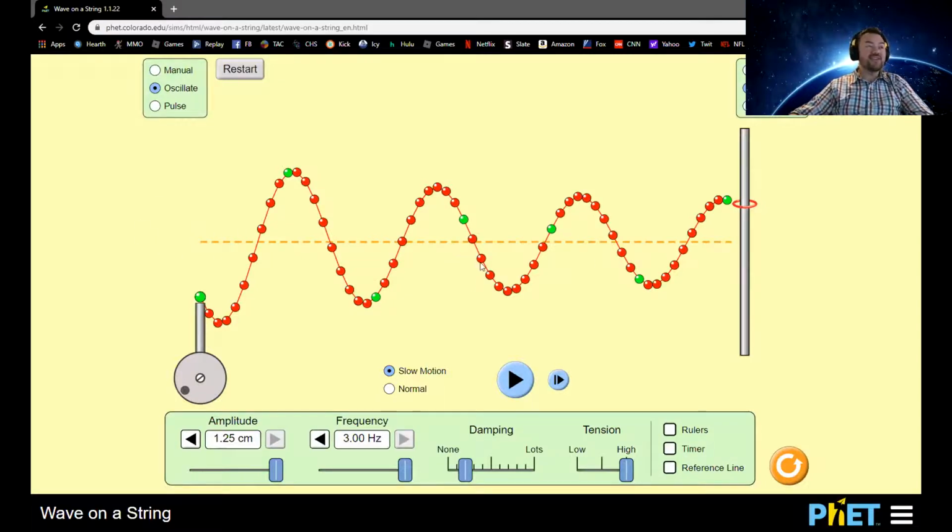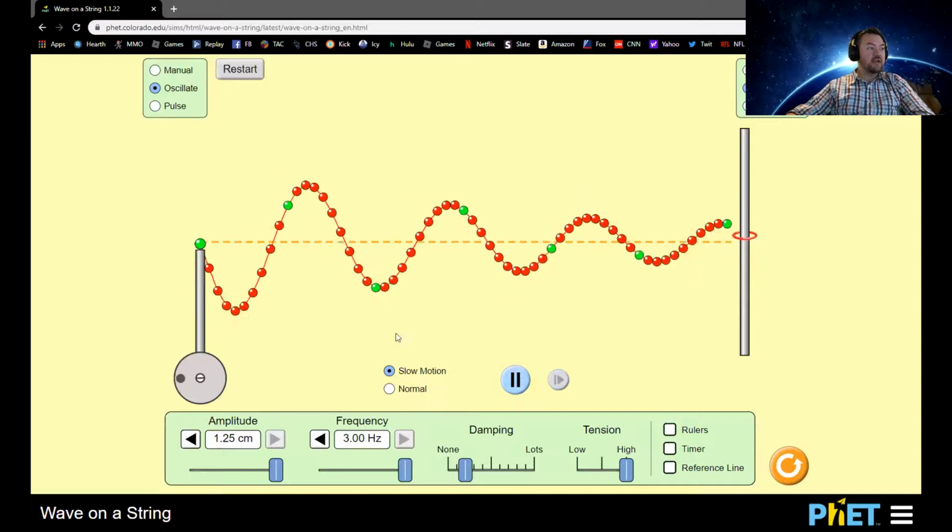Now this animation is not keeping the amplitude consistent because there is going to be a loss of energy, which means a loss of amplitude. We're going to cover that later. Right now I just want you to be able to see the point from 0, which is right there, to the highest point, 0 to the lowest point.